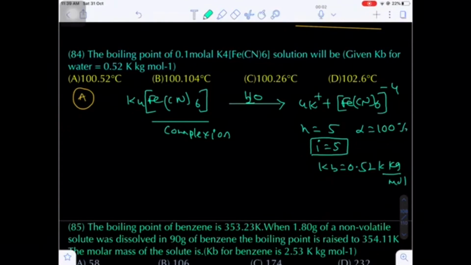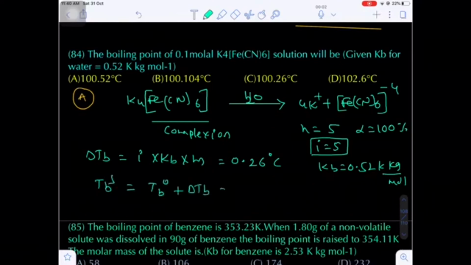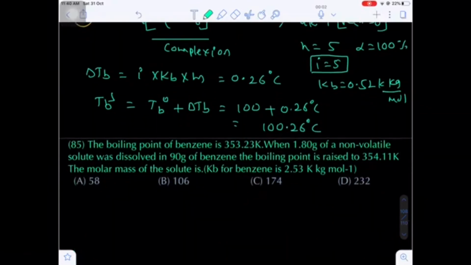So from here we have to find the boiling point of the solution. Delta Tb is equal to iota multiplied by Kb multiplied by molality. Yes or no? Here you will get the answer 0.26 degrees Celsius. Now boiling point of a solution is equal to boiling point of the solvent plus elevation in the boiling point. So boiling point of the solvent 100 degrees plus elevation 0.26 degrees. So the answer will be 100.26 degrees Celsius. That will be option number C.